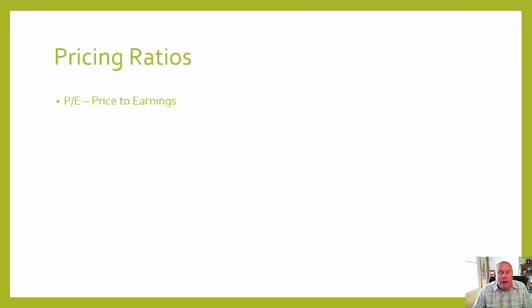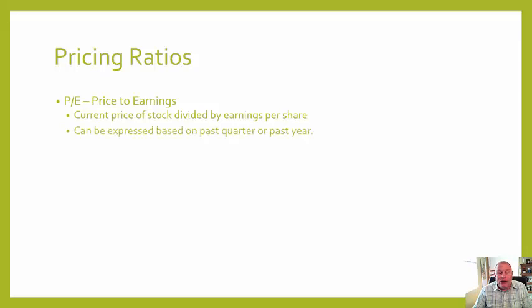Pricing ratios: PE, price to earnings, which is the current price of the stock divided by the earnings per share. You already calculated that in a previous project. It can be expressed based on the past quarter or the past year. When it's historical, it's generally referred to as the historical PE. The forward PE is based on projected earnings.